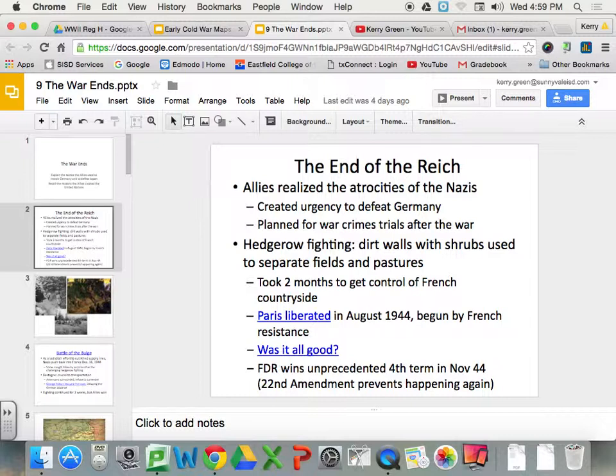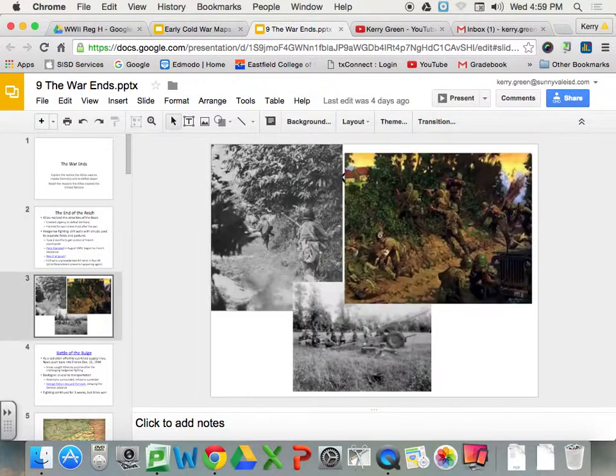So you can see the videos and get an idea. Like I said, this whole idea of the hedgerow fighting was particularly challenging. They never knew when they crossed over a hedgerow if there was going to be a machine gun, or a group of Nazis hanging out over there. It was pretty deadly, and if you've watched the movie Saving Private Ryan, you certainly see the impact of that as well.